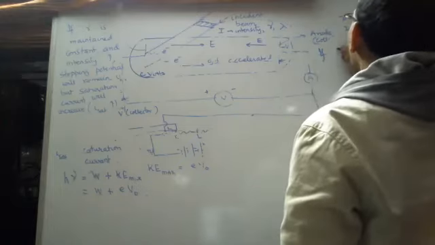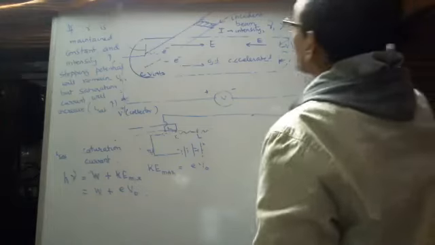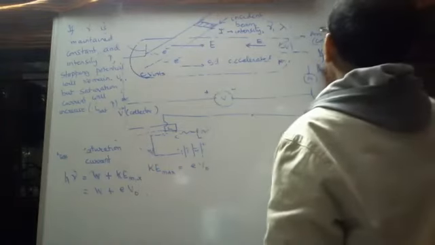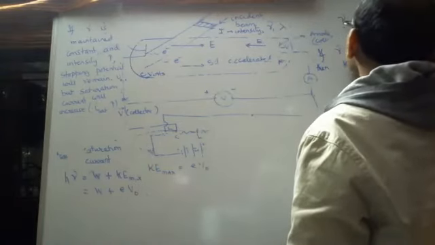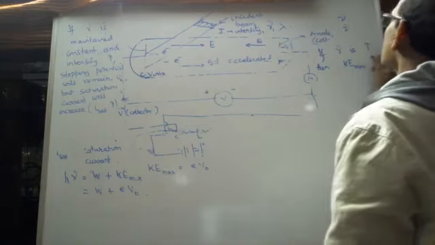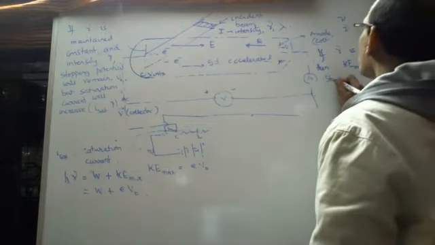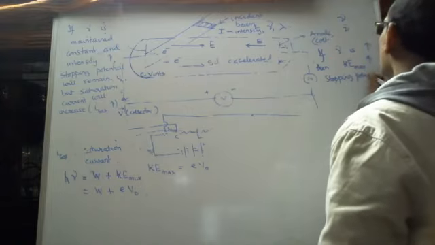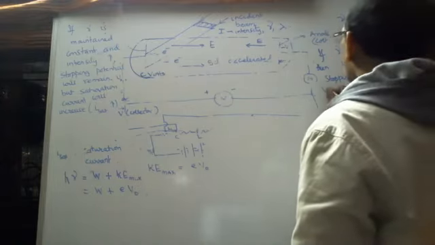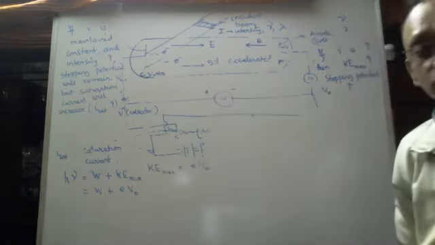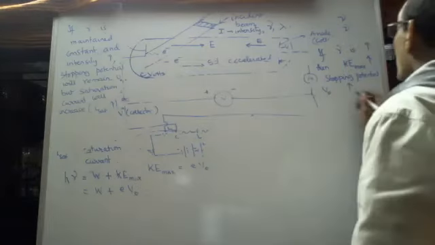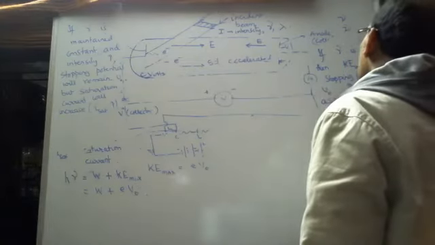If nu is increased, that means higher energy of photons, it's a high energy beam. If nu is increased, then Ke max increases and stopping potential increases. V naught increases in magnitude. But I'm assuming I is maintained constant.